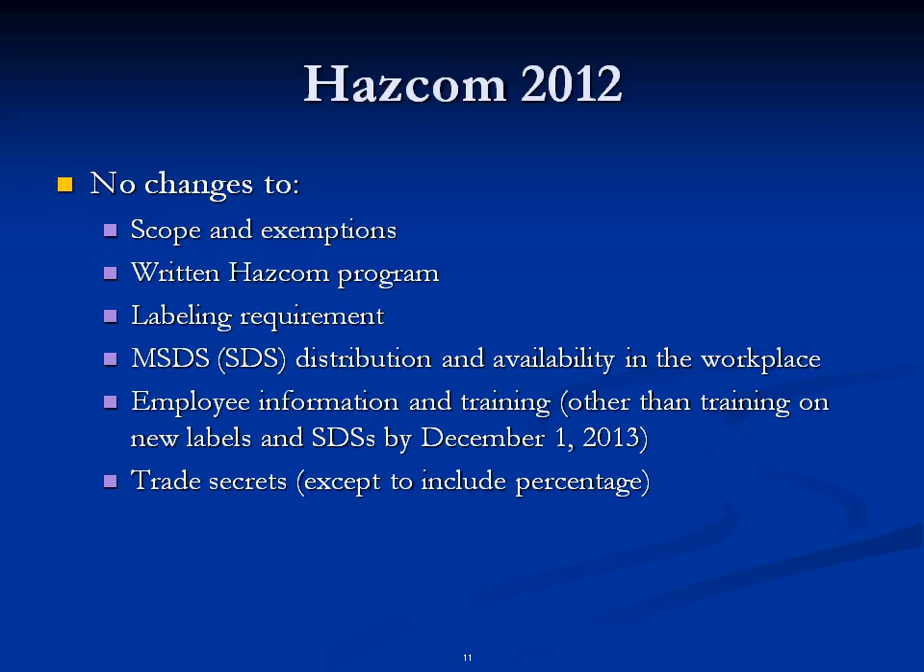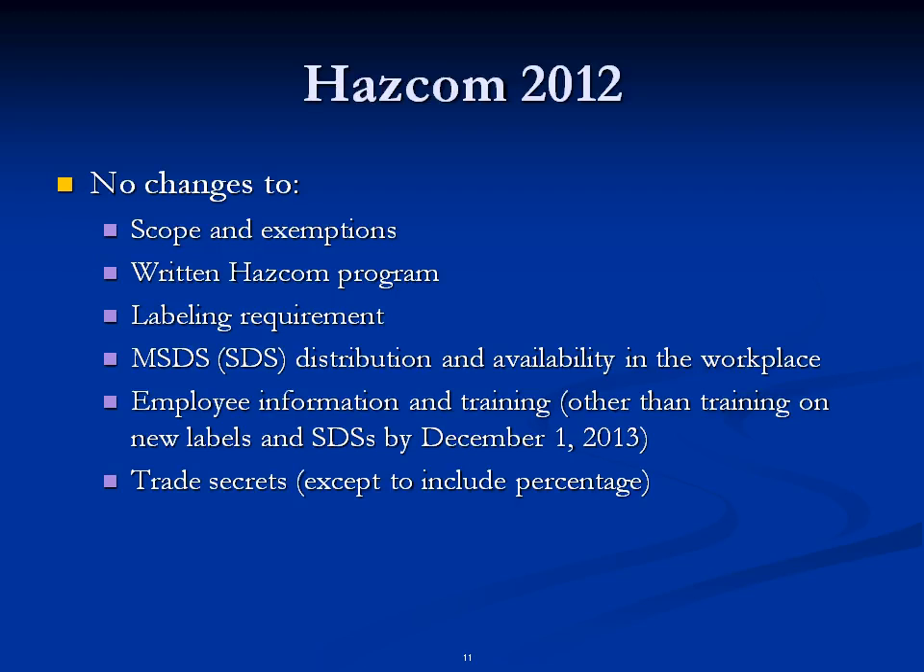So there were no changes to a lot of the standard. Nothing with the scope and exemptions, nothing changed in the requirements for a written hazard communication program. There wasn't any change in what has to be labeled or what safety data sheets have to be distributed and made available. In other words, all hazardous chemicals have to be labeled. You have to have safety data sheets for them. I've said the information there's changed, but the basic details of how this works have not changed. And there's no changes in the requirements for information and training or for trade secret protections.